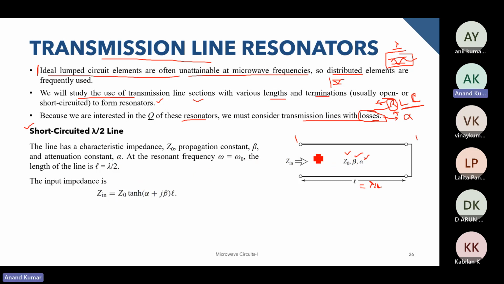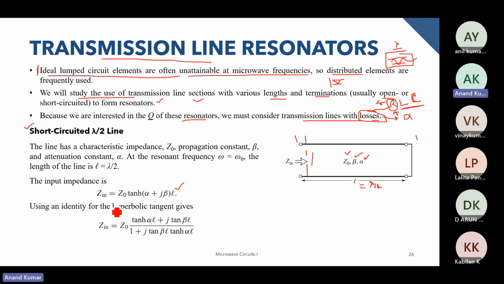For this transmission line section, we can write the input impedance as Z naught tanh(alpha plus j beta) L. This is something that we have already derived. Using the identity for hyperbolic tangent, we have tanh here because we have alpha. If there was no alpha, this would have simplified to just j tan beta L. But with alpha, using this identity, we have this expression, with tanh alpha L and tan beta L.